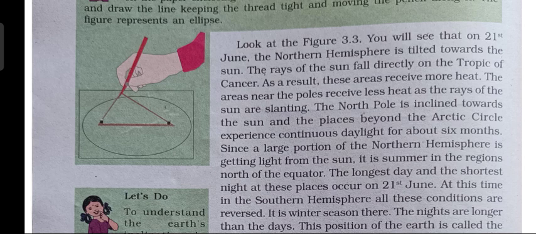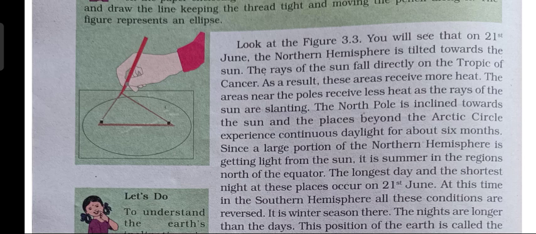And we all know, children, Tropic of Cancer lies in which hemisphere? It lies in northern hemisphere. So, children, now what happens? All the areas which lie around Tropic of Cancer receive more heat. Since direct rays of the sun is falling on Tropic of Cancer, all those places which lie on Tropic of Cancer will receive more heat. While the areas that lie near the poles, children, they receive less heat as the rays of the sun fall in a slanting way.